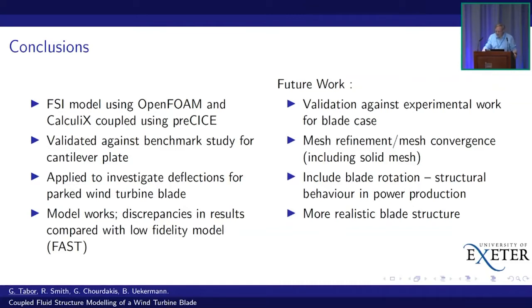Where are we going with this? Well, as I say, we want to validate against experimental work for the blade case. We want to take the mesh refinement and mesh convergence further to get a mesh which works for the Spalart-Allmaras model in more detail. We'd like to include blade rotation, so we'll be able to look at structural behavior in power production, and also we should be able to include a more realistic blade structure, and that will feed into these other aspects.